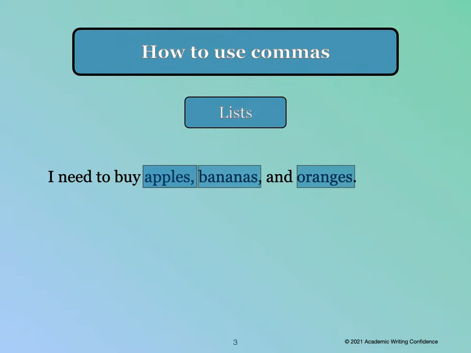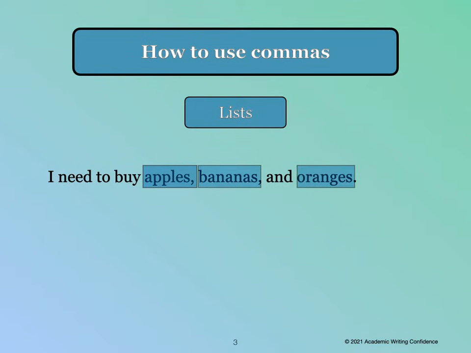Now, in the United States, we need to use a comma after each word. But in the UK, you do not need the last comma between bananas and oranges. Now, both styles are correct, but you will need to choose the correct style depending on what country you are in or are writing an essay for.